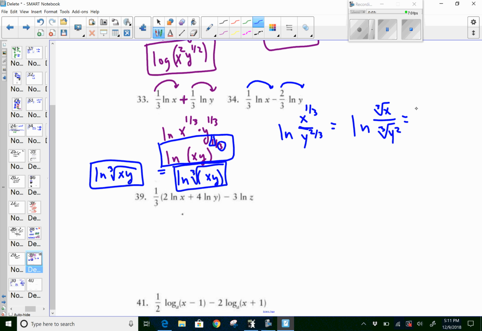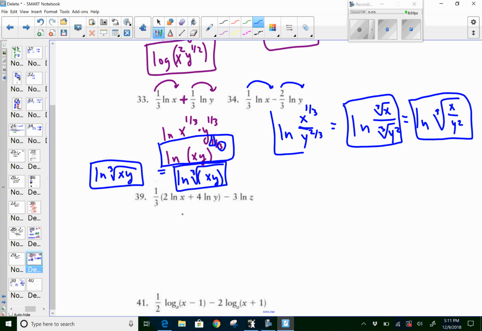If your teacher says that's not enough, that's the same thing as ln of the cube root of x over y squared. If you're not really sure how to get from one step to the others, please let me know. But all of these answers are equivalent.